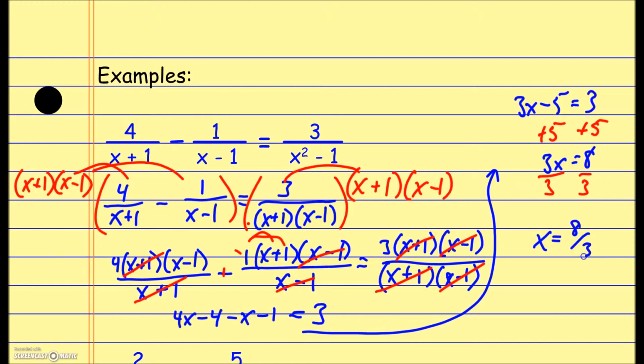Think about what the domain restrictions would be here. If I think about that common denominator of x plus 1, x minus 1, that would tell me that x cannot equal a positive 1 or a negative 1. So those would be my two domain restrictions, which x equals 8/3 doesn't fall into. So x equals 8/3 is a valid solution. Okay, so I can stick with that answer.